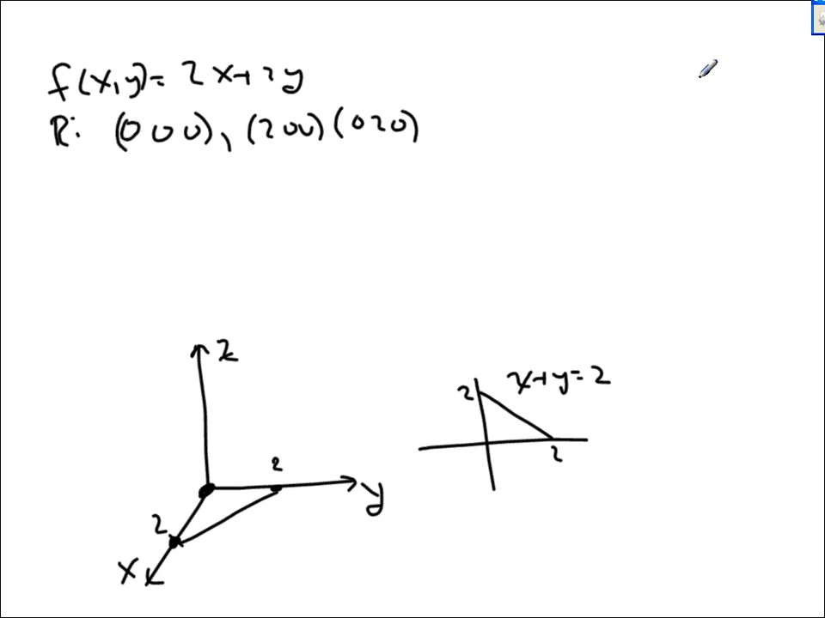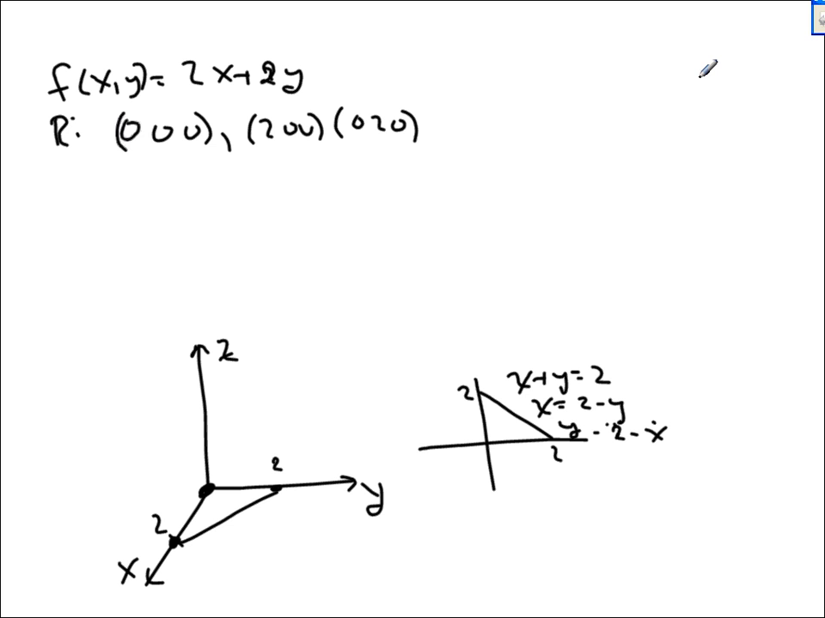X plus y is always 2. That is, x is 2 minus y, in case we need it, and y is 2 minus x. X equals 2 minus y, and y equals 2 minus x. Okay.